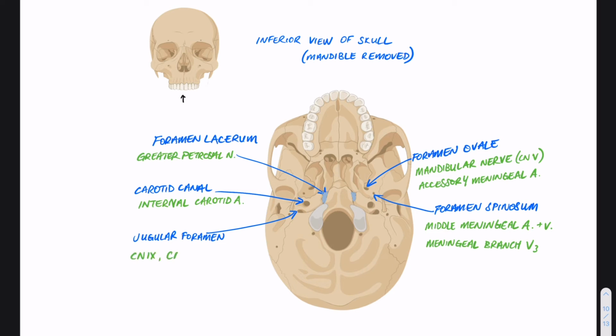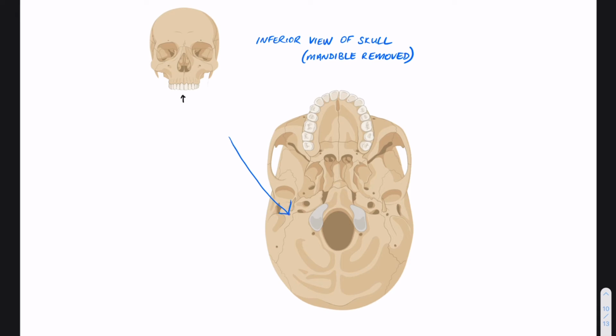It's not as clear on this view here, but the jugular foramen, a little bit more posterior to it, is much larger and looks more like a cleft than a canal. The jugular foramen will transmit cranial nerves 9, 10, and 11, which are the glossopharyngeal, the vagus, and the accessory nerves. It'll also transmit the internal jugular vein, which collects a very large portion of blood, draining the brain back towards the heart.